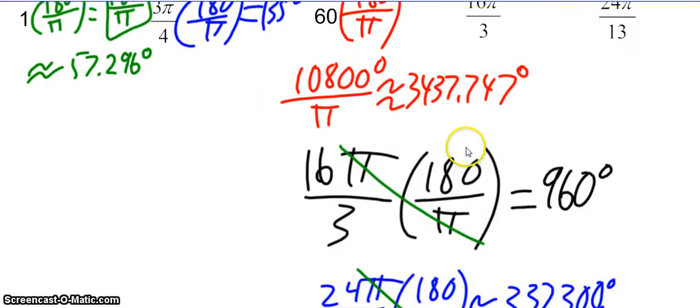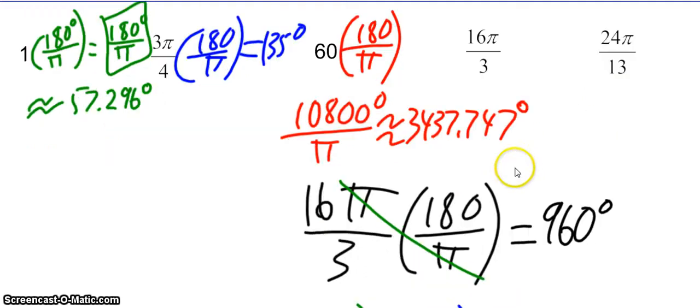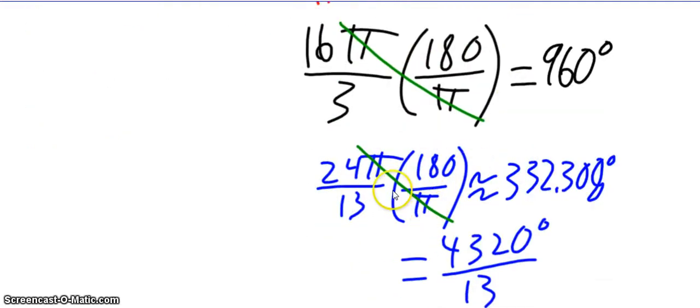And then the last one, 24 pi thirteenths. So here I multiply by 180 over pi, the pi is reduced, type this into my calculator, I get 332.308 degrees. If I write that as an exact value, and again I'm using my calculator to help me with this, I get 4,320 over 13 degrees.